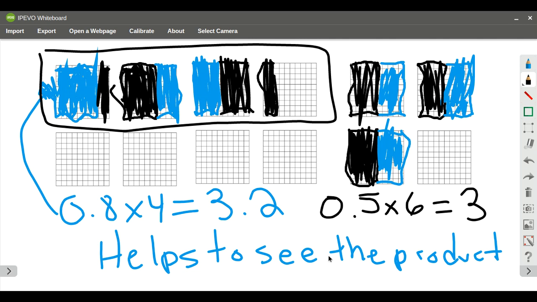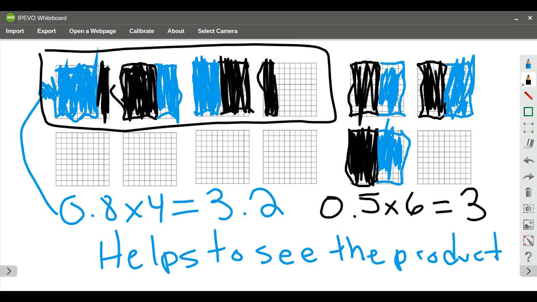Okay. So again, by doing my model, it really is helping me to see the product of what 5 tenths multiplied by 6 is. Oh, that's 3 wholes. The other way that we could look at this is we recognize, oh, this is a half. So a half times 6 is going to be equal to 3. The model shows me why that's equal to 3.